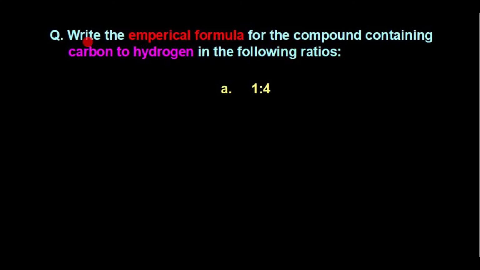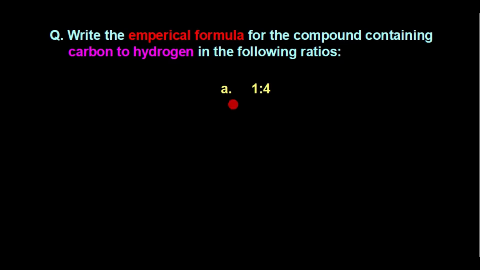To understand the concept of empirical formula, we will solve some questions. Let's see what the first question is. Write the empirical formula for the compound containing carbon to hydrogen in the following ratios. Here some ratios are given between carbon and hydrogen and we are asked to find the empirical formula. Let's start solving the question.